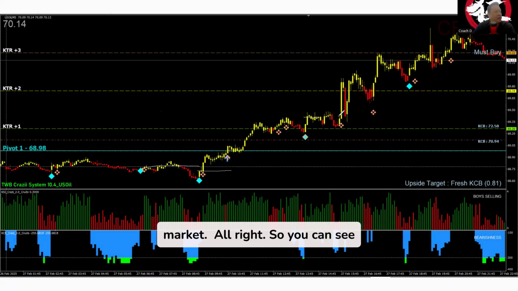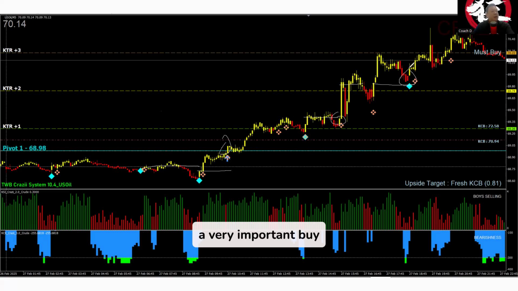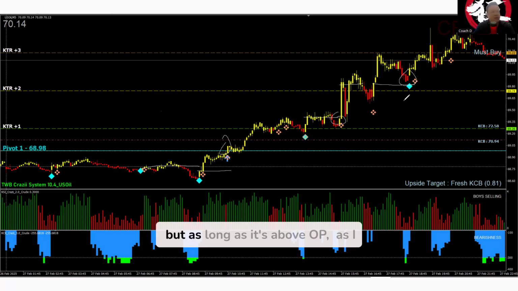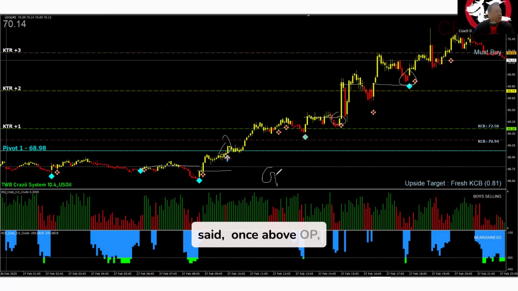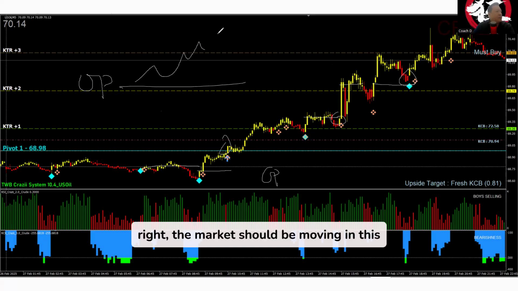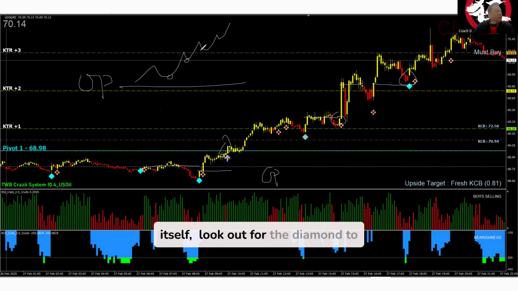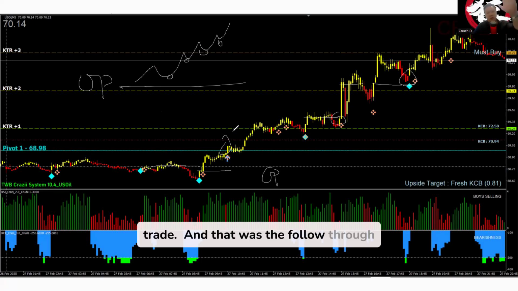All right. So you can see right here, all this is to show you that if you follow the rules, you should be able to capture the buy yesterday because that was a very important buy for the gold oil market, even though it was from the low, as long as it's above OP. As I said, once above OP, look out for the diamonds, it will support you. So I repeat, when the market is above OP, the market should be moving in this manner. Every pullback, look out for the diamond to trade, and that was the follow through diamond.